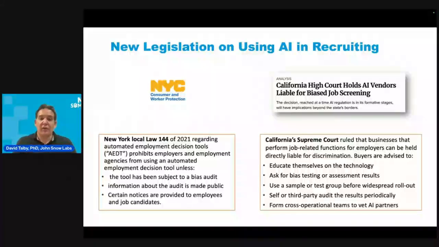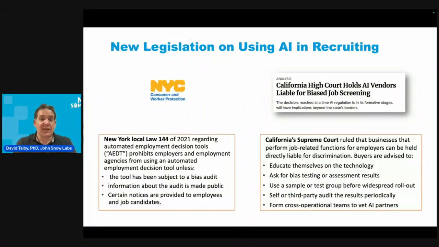Another area where new legislation is coming into place is in employment and recruiting. The state of New York passed a law, New York Local Law 144, that is in effect already, that requires any tool used in recruiting to be audited by a third party for bias, safety, and accuracy. It requires the information about the model and about that audit to be made public, and in some cases requires some transparency to candidates about what's happening with the tool and with their data.